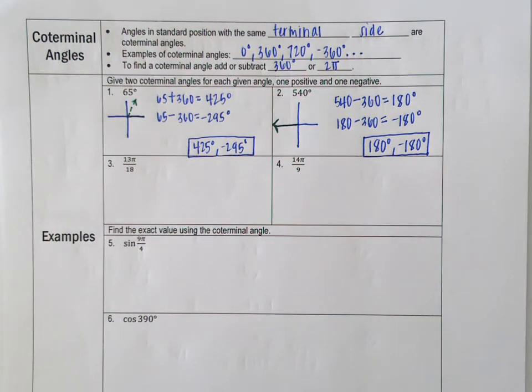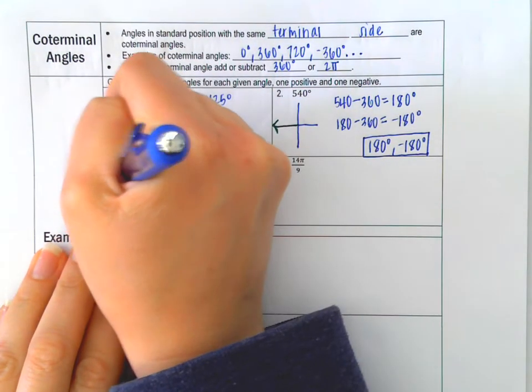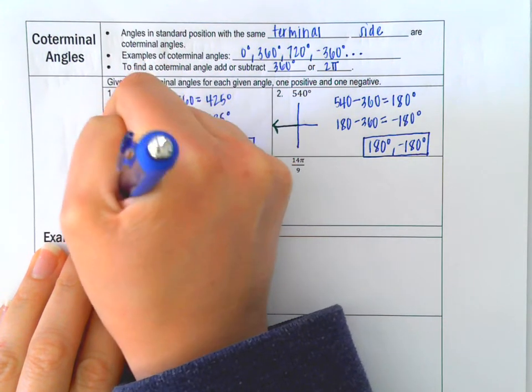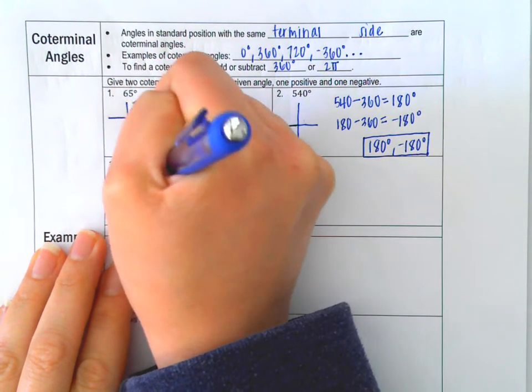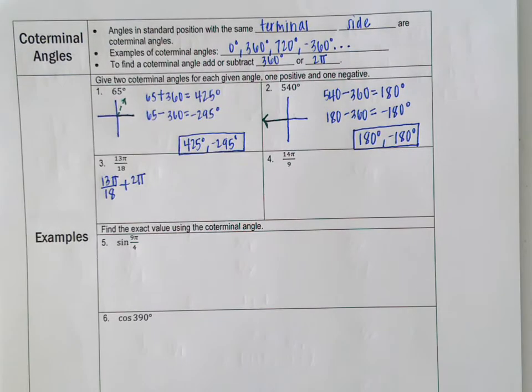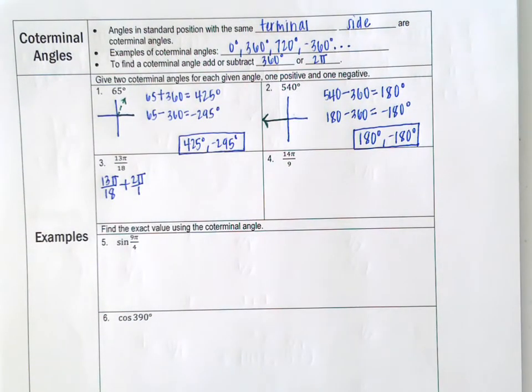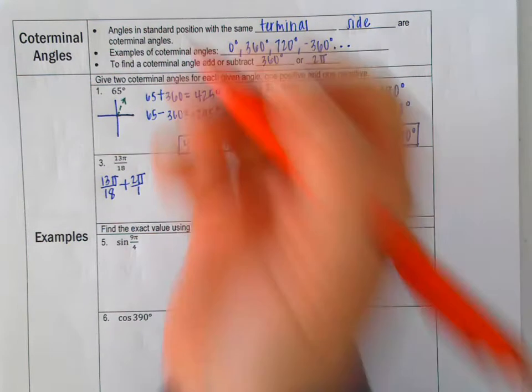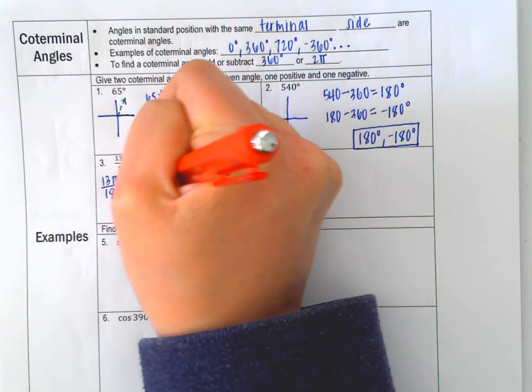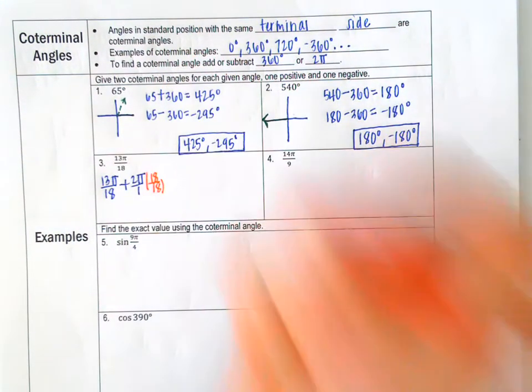Okay, so 3 and 4 are both in radians. So what that means is we need to use 2 pi instead of 180. So I am going to take 13 pi over 18, and I'm going to add 2 pi. Now, here comes fractions. I would get a common denominator, put this over 1. Common denominator between 18 and 1 is just 18.